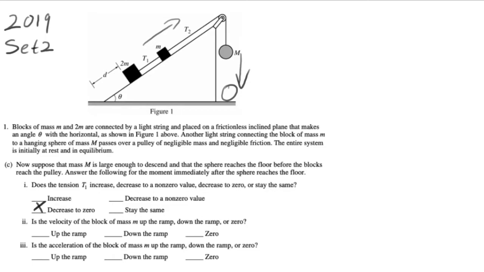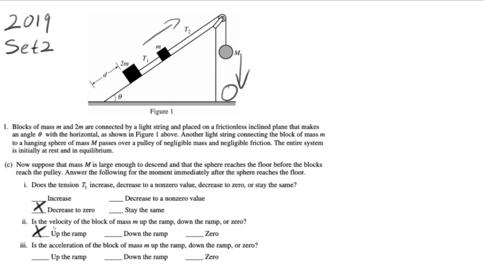C double I is the velocity of block m up the ramp, down the ramp, or 0. So once M hits the ground, the block's velocity would be up the ramp because there was a net acceleration up the ramp. So at the moment immediately after the sphere reaches the floor, the velocity of block m is going up the ramp. And that's your answer for part C double I.